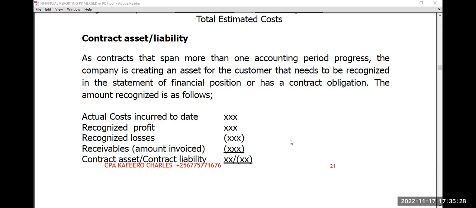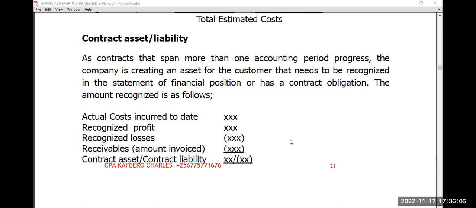Then we have the receivables, the amount invoiced. We said that at a certain point, you are going to be asking for money at different stages of completion. So the amounts you have actually received, we are supposed to deduct them so that we get what is not yet received. Then when you deduct that, you are supposed to get either a contract asset or a contract liability.